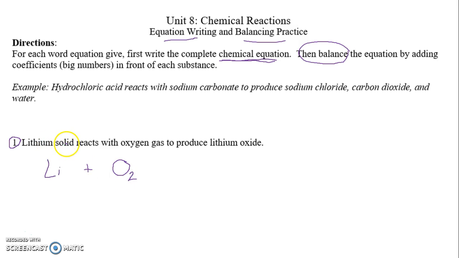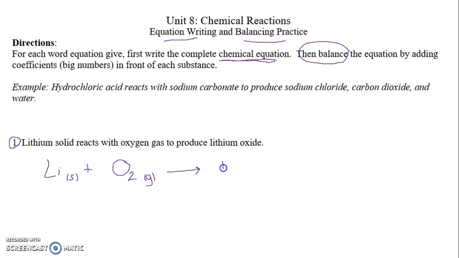It also explains that lithium is a solid, so I'm going to put a parenthesis S after lithium, and that oxygen is a gas, so I'm going to put parenthesis G after O2, and that completes my reactants. The next words I read are to produce, which means I'm going to put the reaction arrow, followed by the one product, which is lithium oxide.